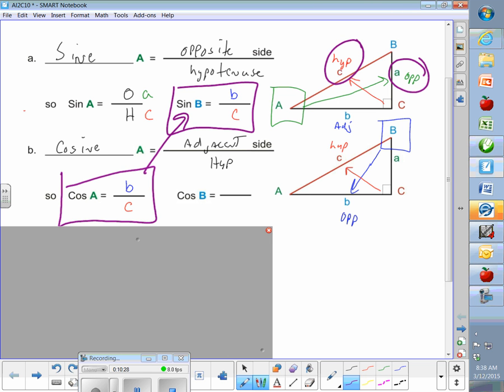For angle A, it's the adjacent over the hypotenuse divided out. For angle B, it's the opposite over the hypotenuse divided out. All right, newsflash. The sine of 60 degrees equals the cosine of how many degrees? If this one's 60, how much is this one? 30.